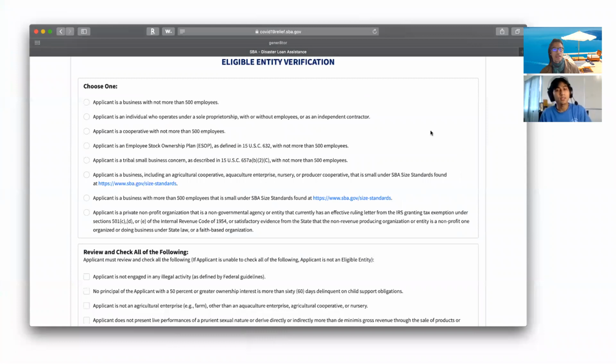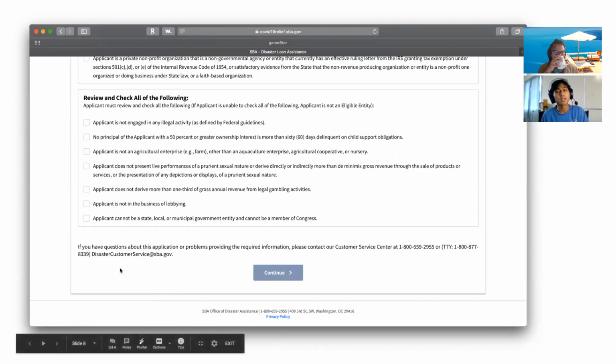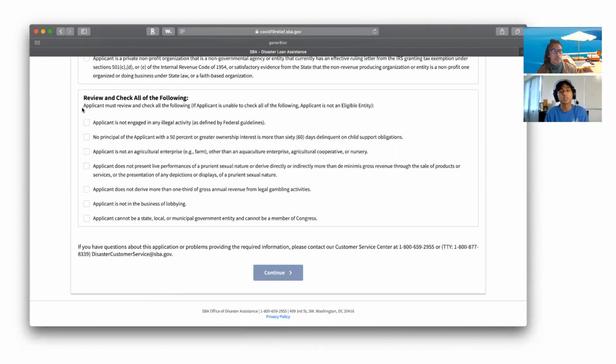So this is the application. As you can see, if you have less than 500 employees, or you operate as a sole proprietor with or without employees, or as an independent contractor, you're eligible for this loan. Scroll down. You see where it says review and check all the following. It's very important that you check all the following, because if you don't, there's a high chance that your application will be rejected.